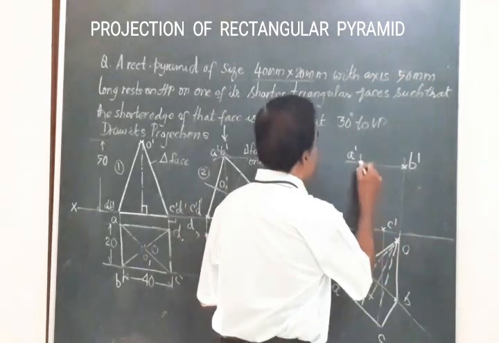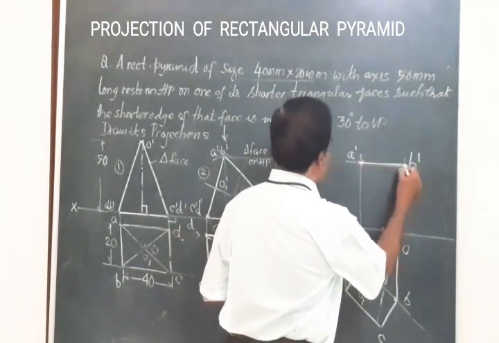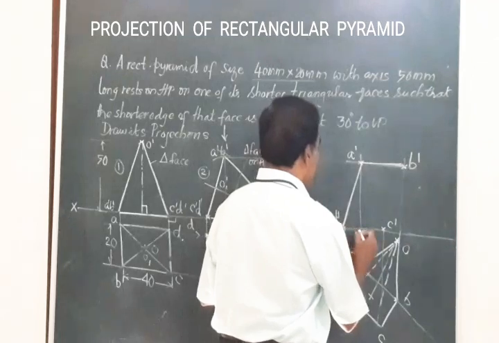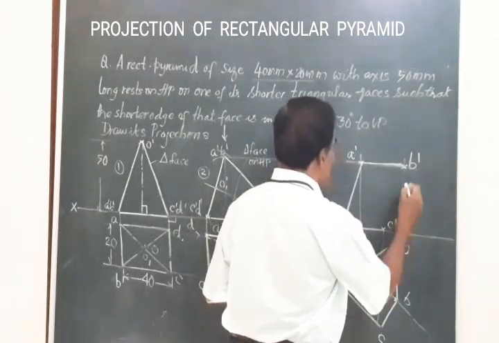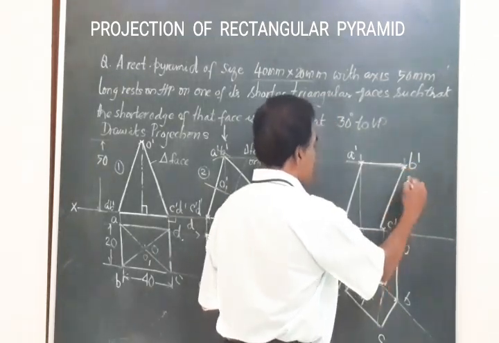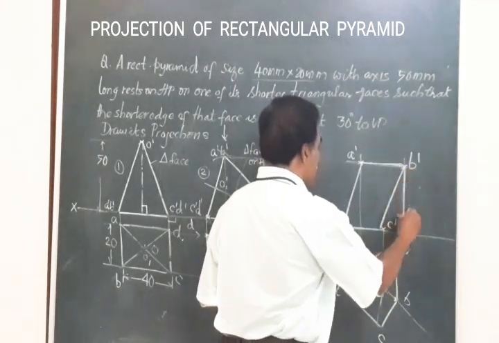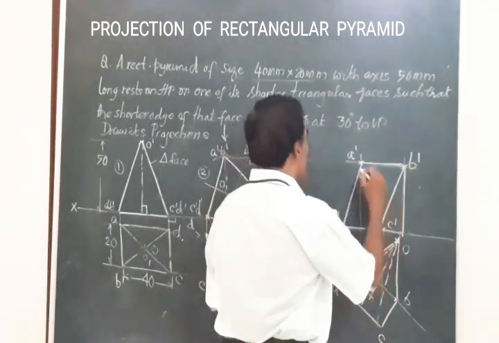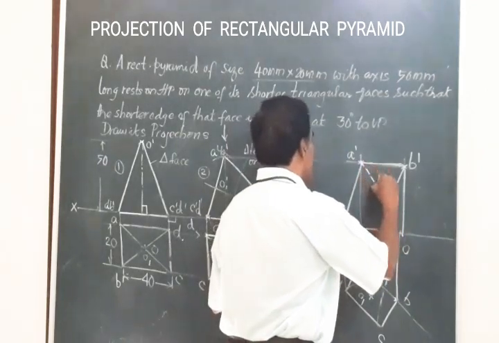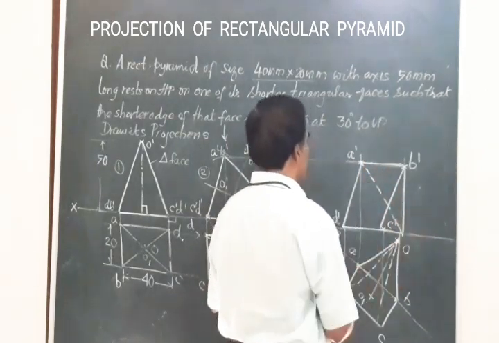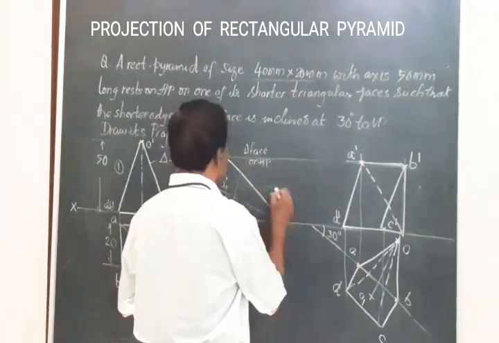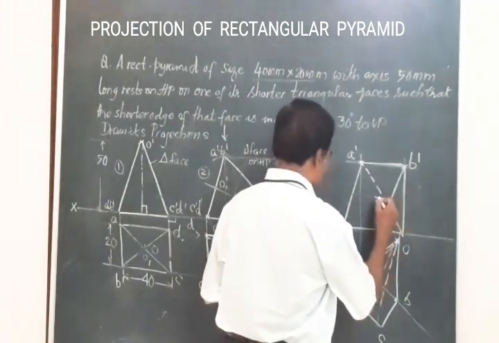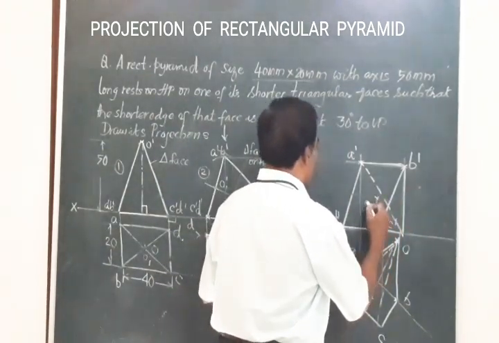The complete base of the solid is visible, so mark A dash B dash, A dash C dash and B dash C dash. Join O to all these. O to B, O to C, O to D. When you are joining O to A, that is not visible and hence that is to be shown by a dotted line. And finally, the center of the base is O1 and this is O1 dash.